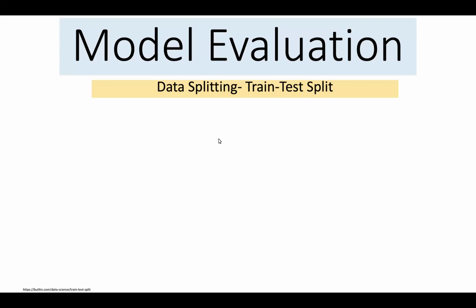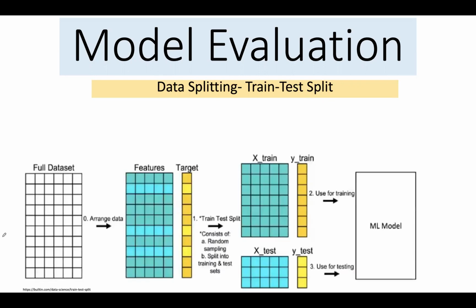Another simple and effective way to assess the model's performance is to split your data set into training and test data. Okay, so in this illustration, given a full data set, the first step is to arrange the data into features and your target variables. Then the next thing is to determine how you want to split. Most times you can use this approach.